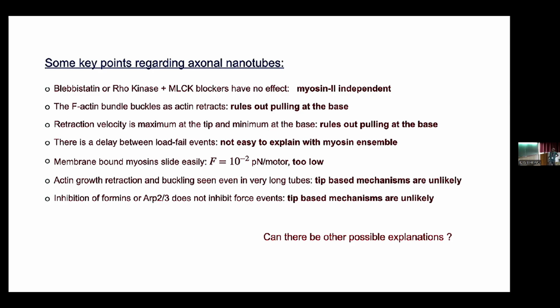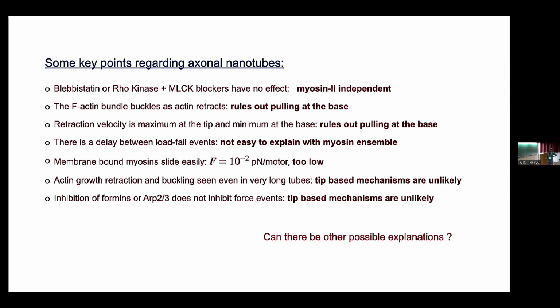So here I summarize these things: blebistatin, or blocking myosin motors, has no effect. So it's myosin 2 independent. The F-actin bundle buckles and actin retracts. The velocity is minimum at the base, so this rules out pulling at the base. There is a delay between these load and fail events. So any mechanism which we propose has to explain why these cycles happen, why it is cyclic and not just a one-time pulling of the filaments.